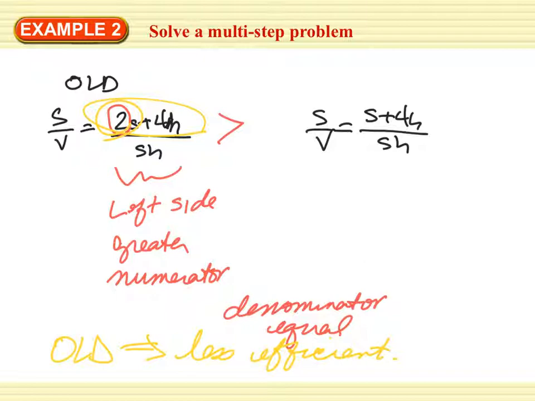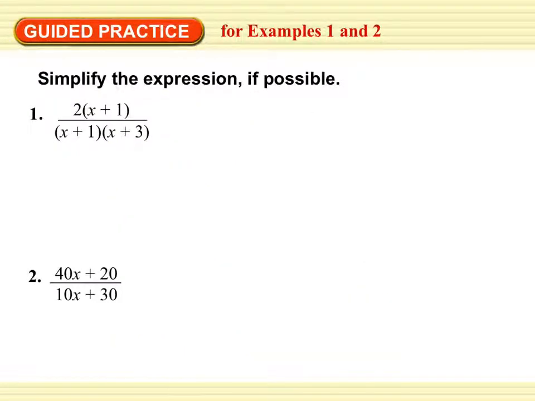Which is quite interesting. Okay, let's practice a few. Simplify the expression if possible. So you're looking for things in the numerator and the denominator that are the same that you can cancel out. So we have an answer of 2 over x plus 3.